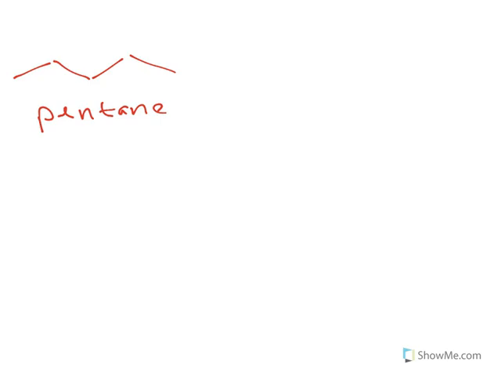And with line angle formulas, every terminus and intersection of a line counts as a carbon atom. So this is a terminus here, so that's a carbon atom. This is an intersection, so it's a carbon atom. Intersection, that's a carbon atom. Intersection, carbon. And terminus, carbon. So right now our carbon count is 5. So that molecule is C5, or contains 5 carbons.